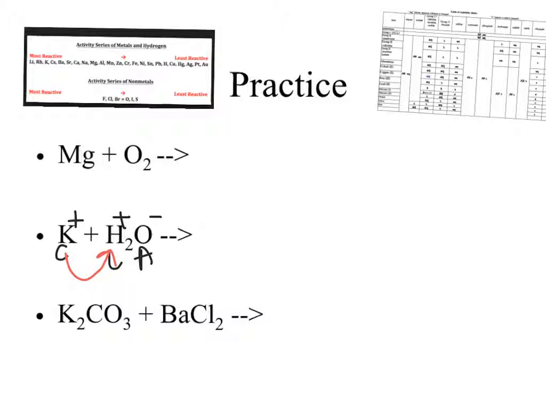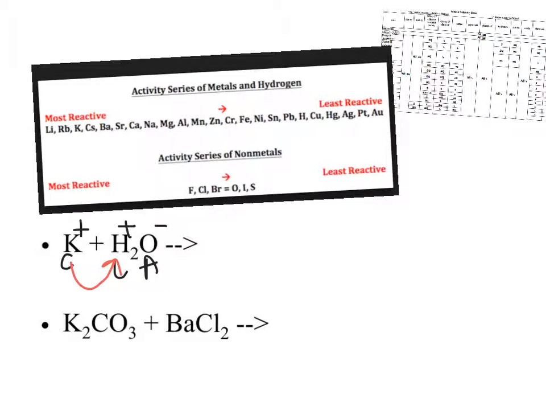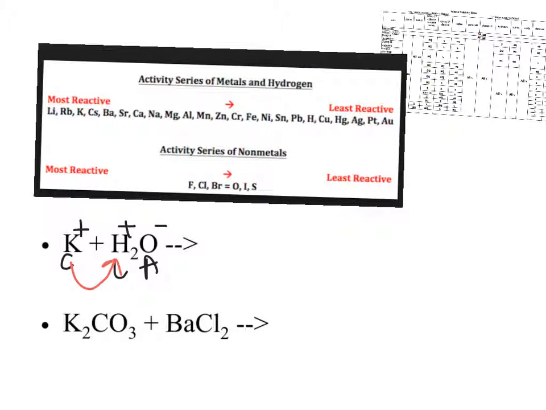And the way that we can figure out if this is going to work, we look at our solubility chart. Or not our solubility, our reactivity chart here. So let's look at our activity series. So we're going to find potassium here. So potassium is here, and hydrogen is over here, meaning that potassium is more reactive than hydrogen, so he's going to be able to kick him out.